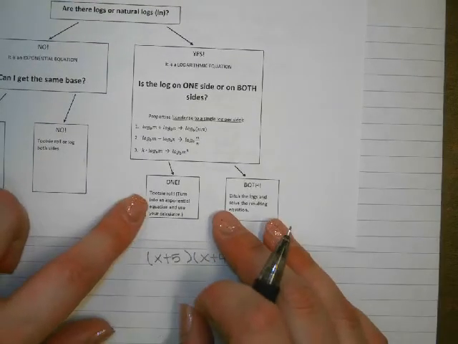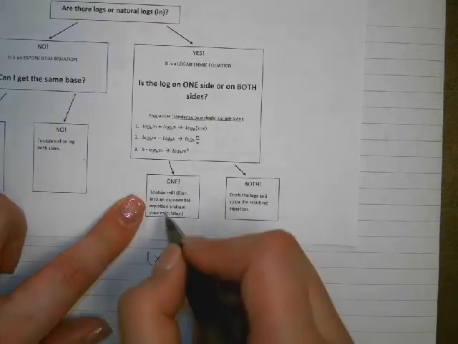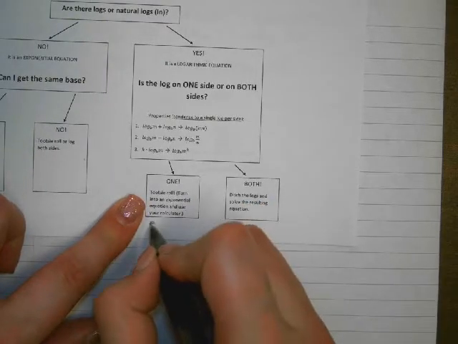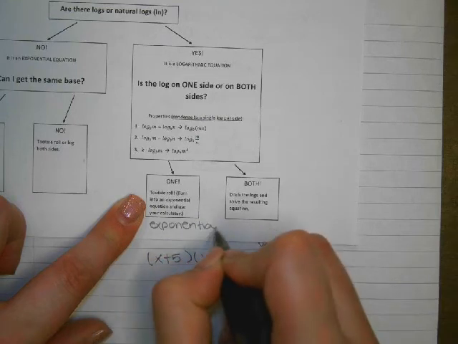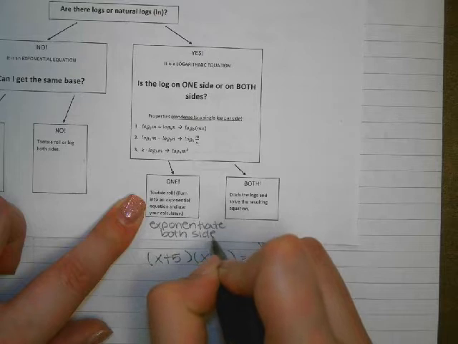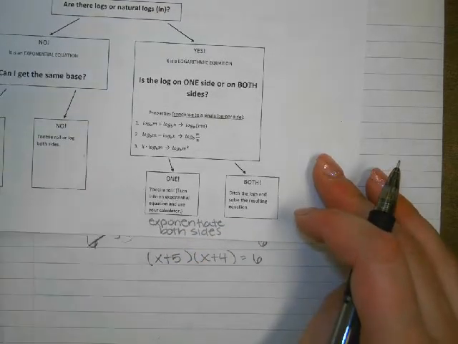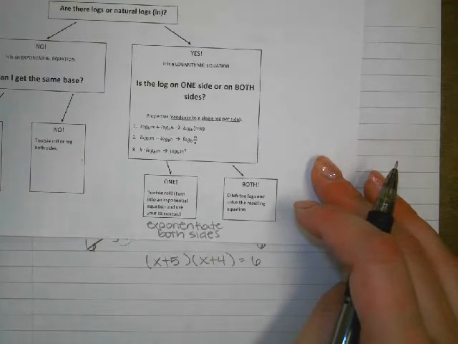Okay, so on your flow chart, you can say Tootsie Roll, turn it into an exponential equation, or you can think of this as exponentiate both sides. Okay. So either one of those ways of thinking about it is totally fine. You do the way that you feel most comfortable with.